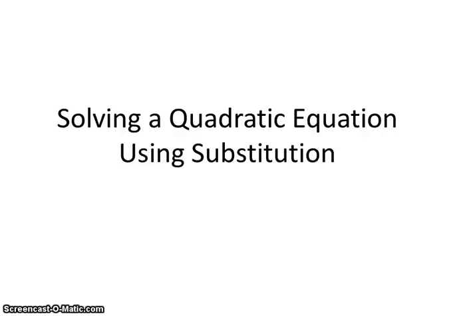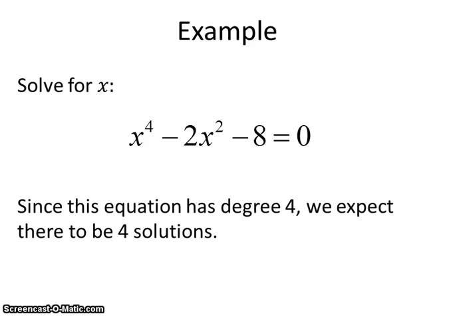Hi guys, today we're going to do an example of solving a quadratic equation where the original is not quite in the form where we need it, so we need to make a substitution first. So here's our example. We've got x to the fourth minus 2x squared minus 8 equals 0.